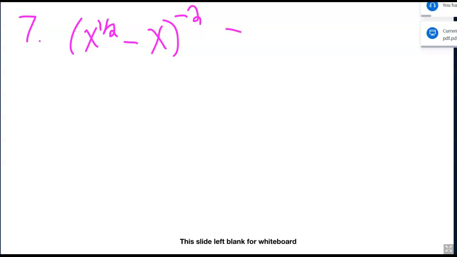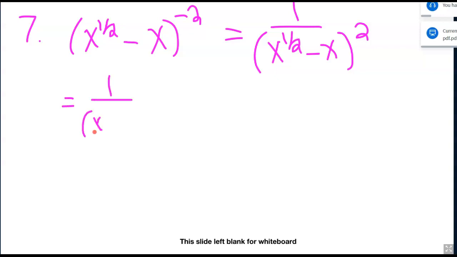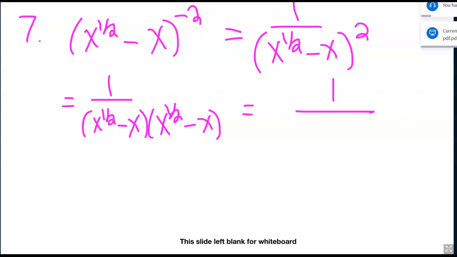So this is really like 1 over x to the 1 half minus x squared. So what that means is that whole function is squared. So it's really like 1 over x to the 1 half minus x times x to the 1 half minus x. Which means this becomes 1 over x to the 1 half times x to the 1 half. Well, half times half is a fourth.